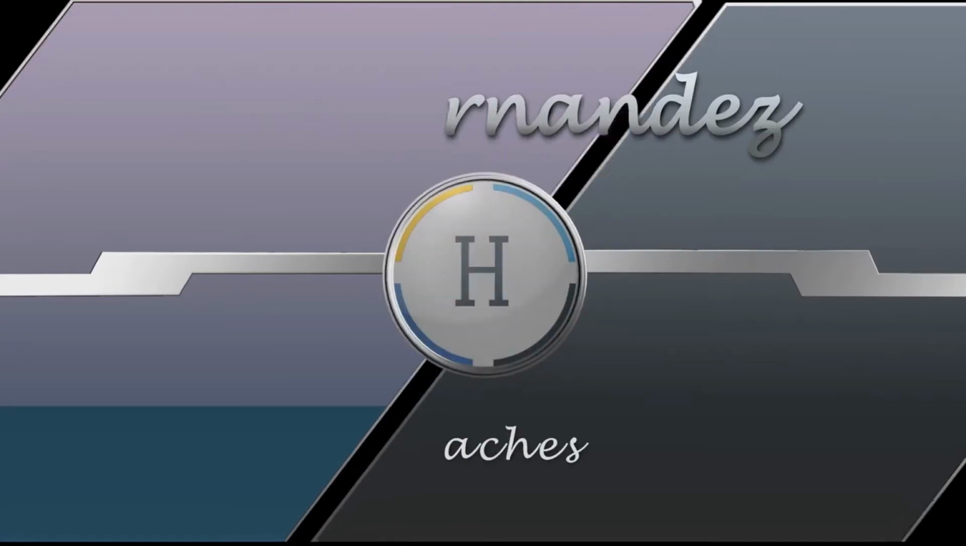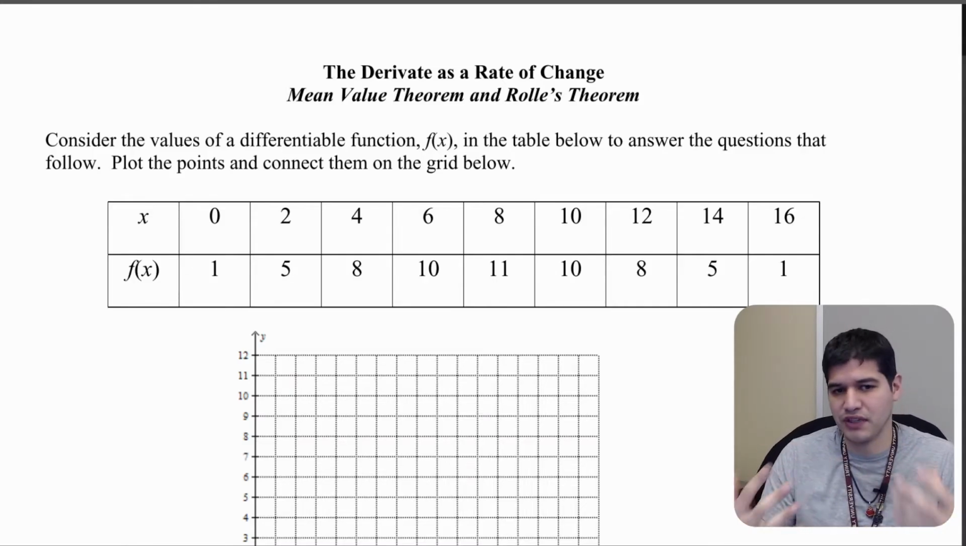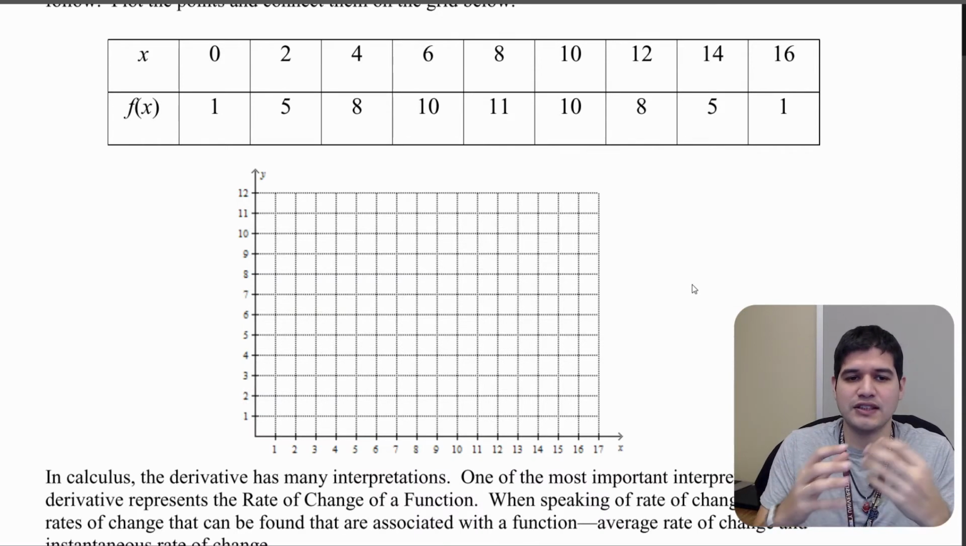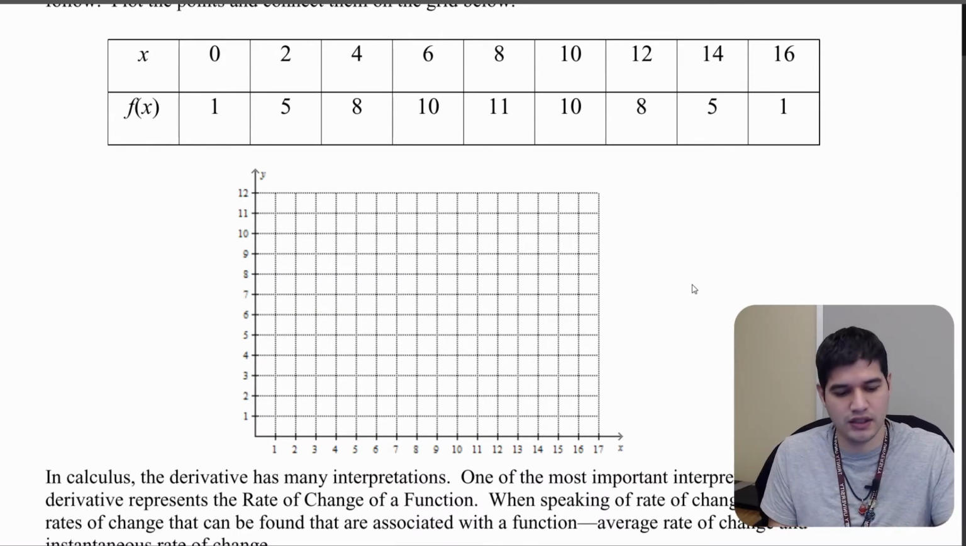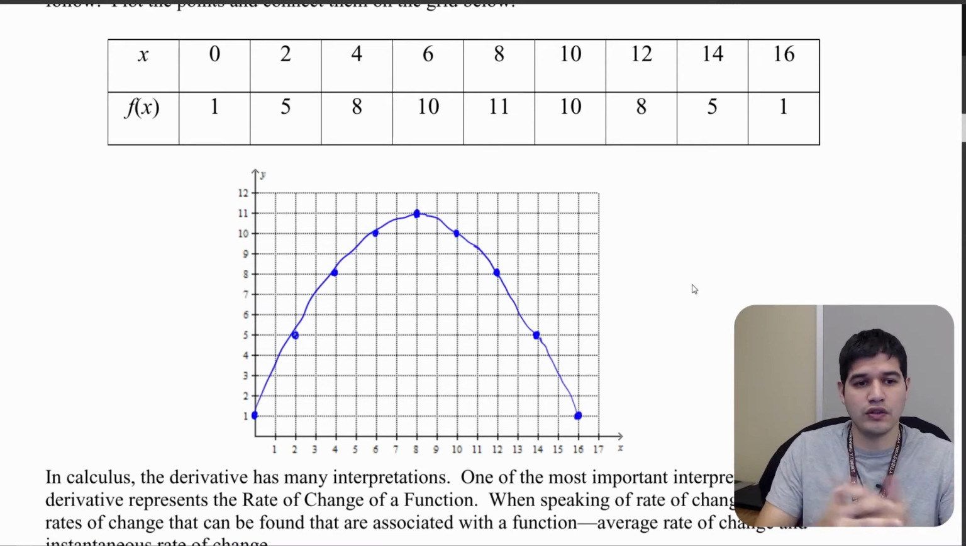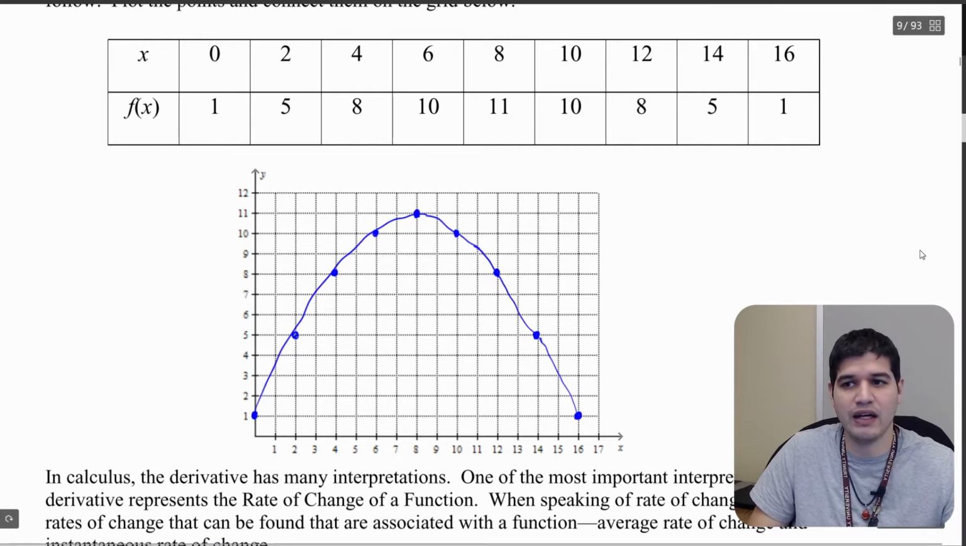Alright, so we're going to start here where we're going to consider the values of a differentiable function in this table. Let's take these values and plot them onto this graph right here. Hopefully your graph came out very similar to what we have here.